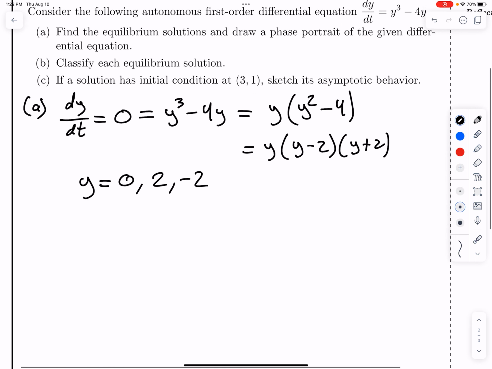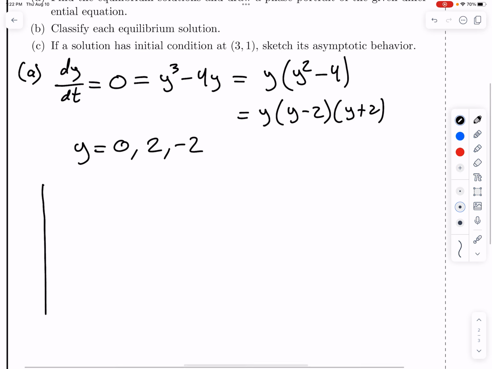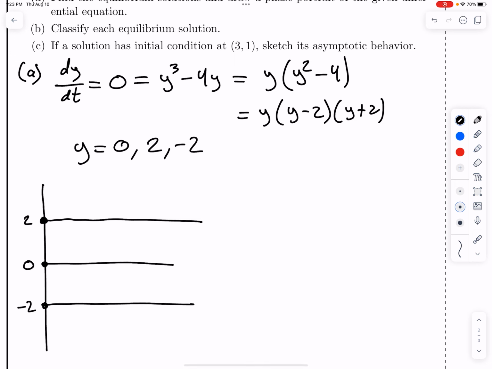And then they want the phase portrait. So for a phase portrait, we need to put the equilibria at 2, 0, and negative 2. These are basically constant solutions, right? And what if y is bigger than 2? So what if we're up here? Let's say y is equal to 10. We would have 10 cubed minus 4 times 10, which is going to be a positive number. So it's going to be positive up here, and we'll just put a positive up there.